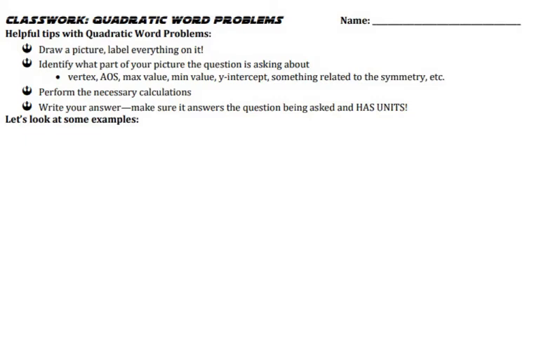The next part, identify what part of your picture the question is asking about. Sometimes a question will only be asking for time, which is often the axis of symmetry value, or maybe it's asking for the maximum height, which is the maximum value, the y value of the vertex. So make sure you know what the question is asking about.